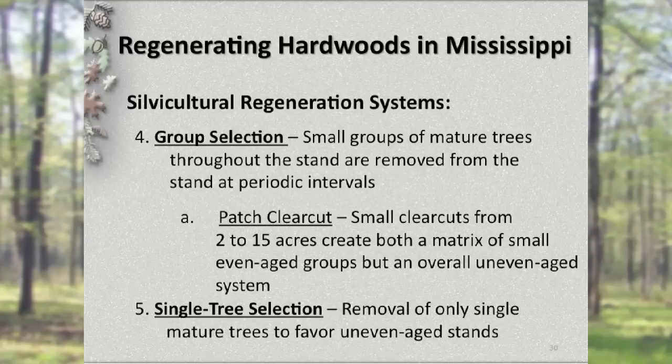Finally, single tree selection. This is just the removal of only a single mature individual, and this really favors more shade-tolerant individuals simply because removal of a single individual doesn't usually put enough full sunlight on the ground to allow more intolerant species to take over. So this would be used in more of an uneven-age stand type of management.